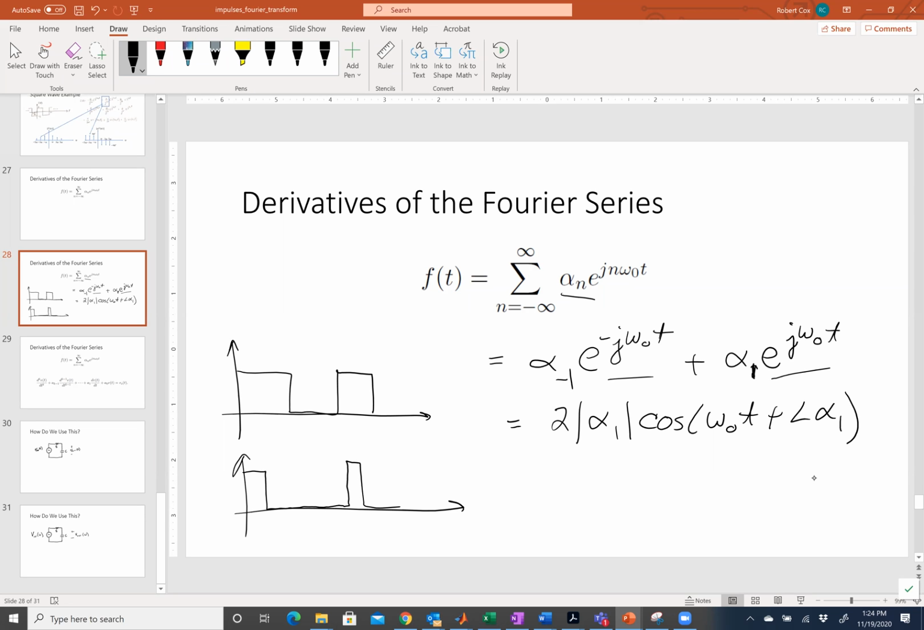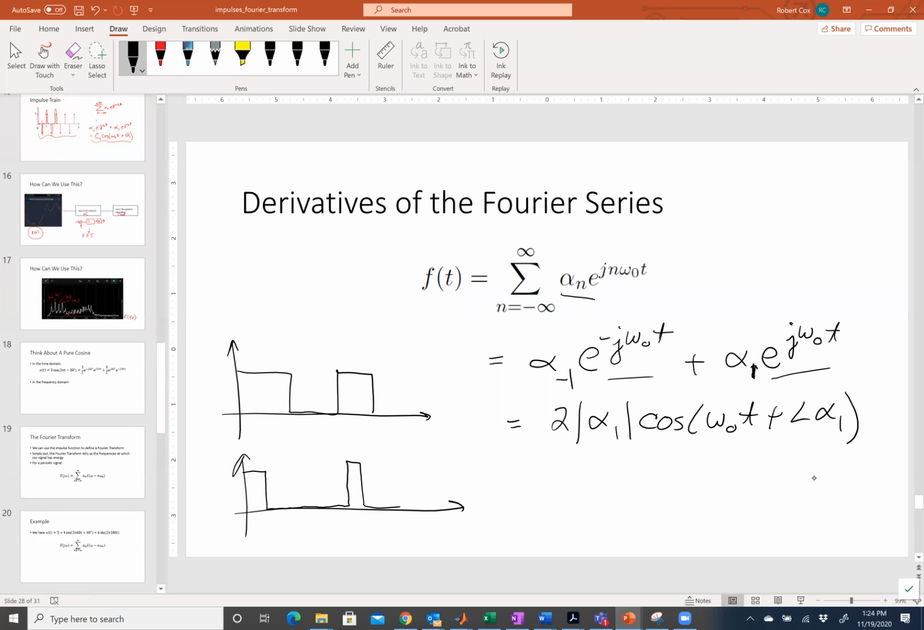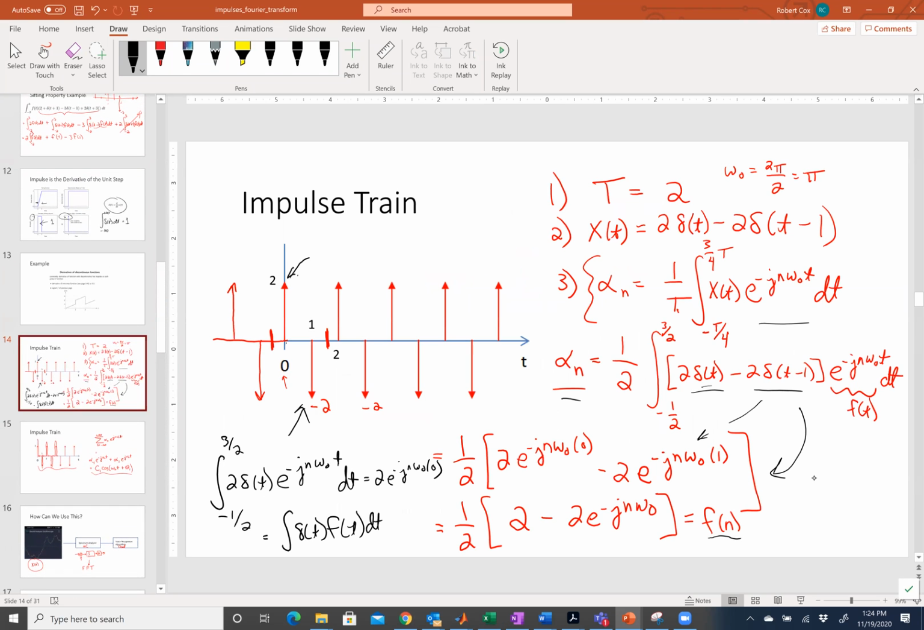So like in problem 4, you've got something like this guy, an impulse train. If this guy has a period of T equal to 2, that means omega naught is pi. So what you're saying is I need to add in some amount of 2 alpha 1 cosine pi t plus theta 1, and I need to add in some amount of 2 alpha 2 cosine 2 pi t plus theta 2.